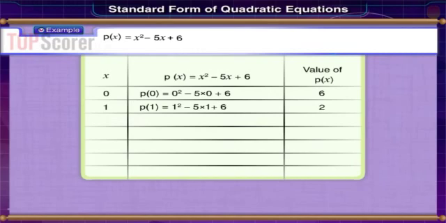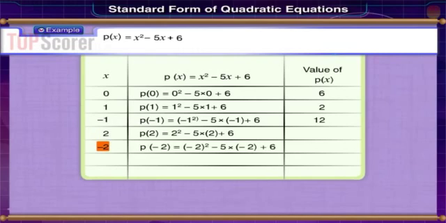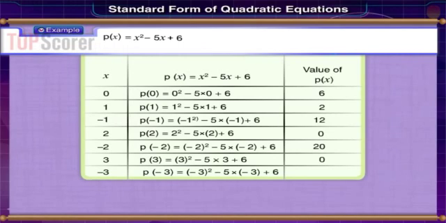What is the value of p(-1)? p(-1) is 12. In the same way, on substituting x is 2, minus 2, 3 and minus 3, we get p(2) is equal to 0. p(-2) is 20. p(3) is 0. And p(-3) is 30.